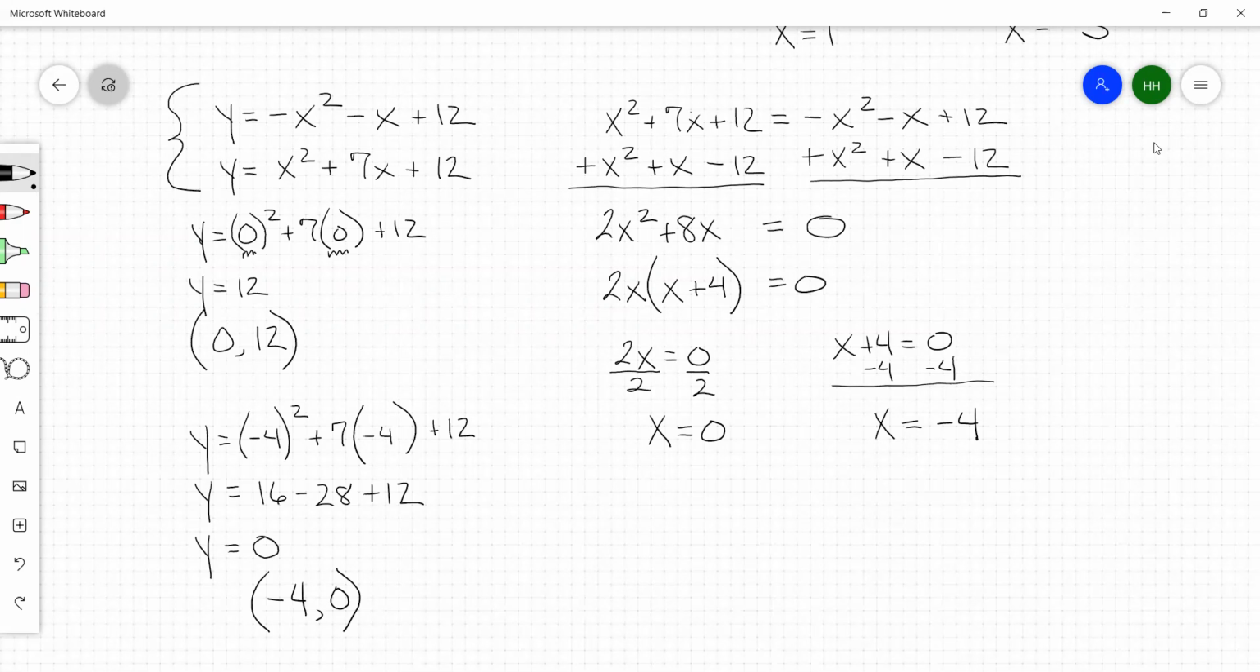All right, anybody have any questions on either of those types of problems? Parabola intersecting a line or a parabola intersecting a parabola?